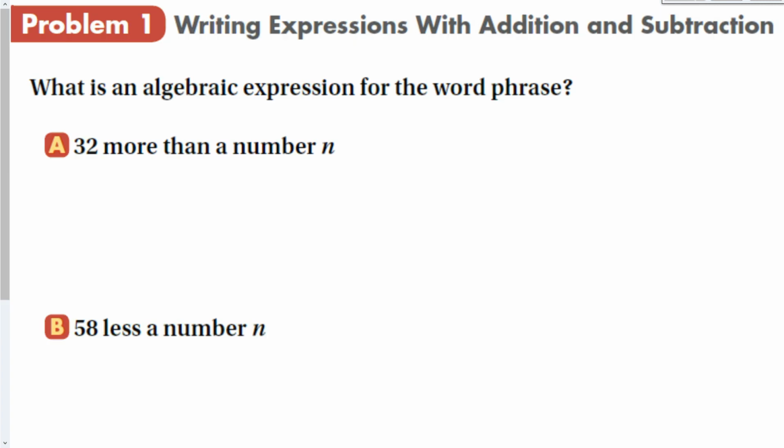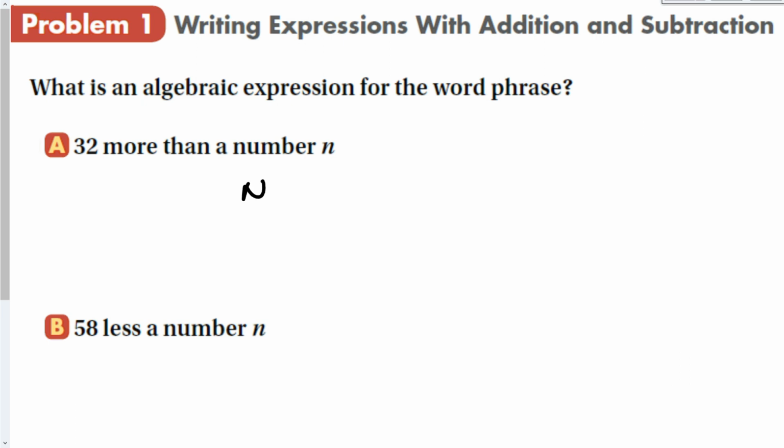So now we've got some definitions out of the way. Let's try to write expressions using addition and subtraction. We're going to write an algebraic expression for the word or phrase. Look at the first one, A: 32 more than number n. What's going on here? We're starting at some number n, and we're trying to get 32 more than that.